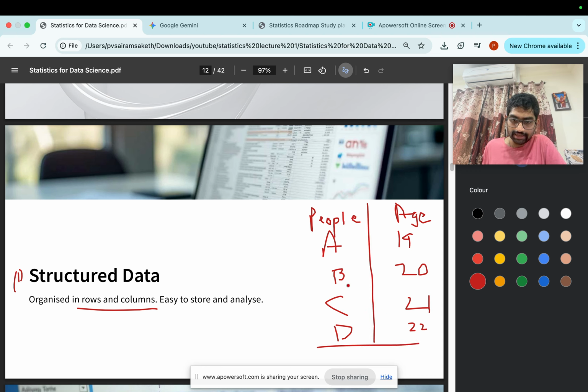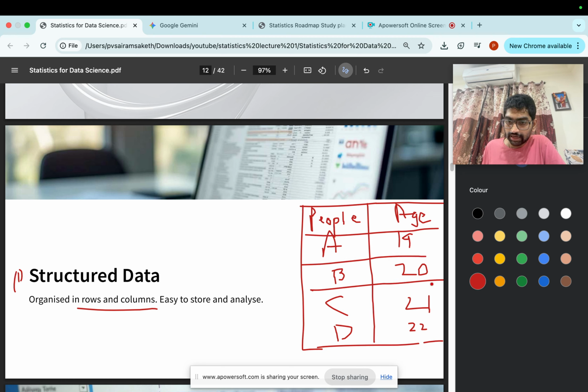See here, the data is stored like this. If you observe this data, it is stored in a proper structured way, where people represents the people A, B, C, D, and age represents 19, 20, 21, 22. From structured data, you can gain a lot of information. Even by seeing it yourself, you can understand that people A, B, C, D are the people, and ages are 19, 20, 21, 22. So the benefit of structured data is you can understand a lot of meaningful information from the data itself. This is one of the advantages of using structured data.